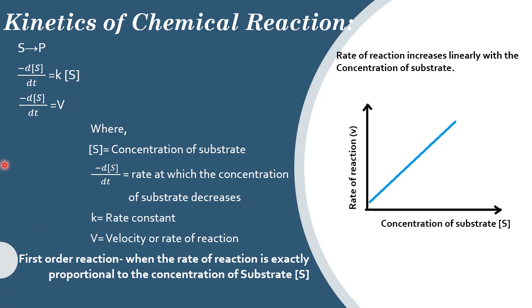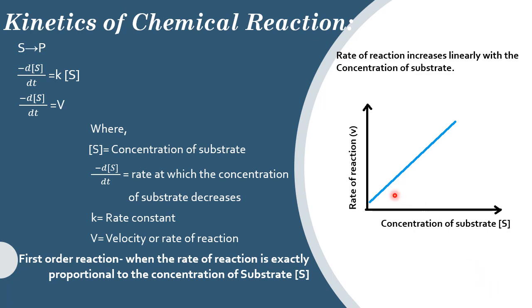This can be expressed as minus dS upon dt is equal to V, where V is the velocity or rate of reaction. In a kinetic experiment, we examine the concentration of product formed per unit time, which is known as the rate of the reaction or velocity of the reaction. We can determine the rate constant by measuring the formation of product over time for different concentrations of substrate.